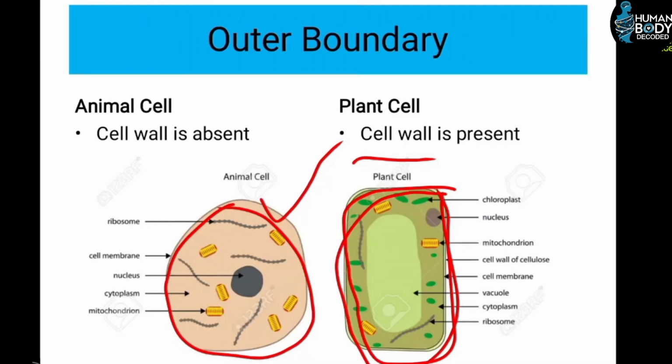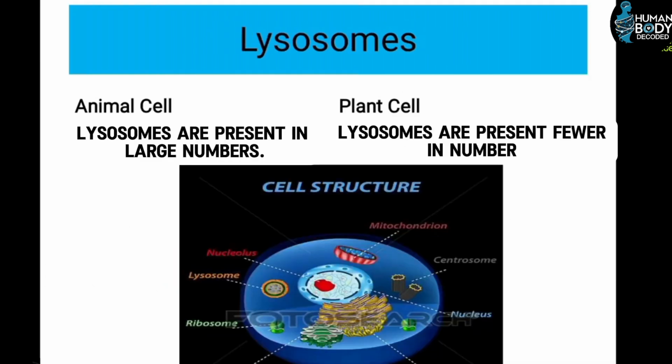Now, we come to the third major difference between animal cells and plant cells. Lysosomes. Lysosomes are small organelles within the cell that help in breaking down and digesting materials. In animal cells, lysosomes are present in larger numbers, whereas in plant cells, they are much fewer.